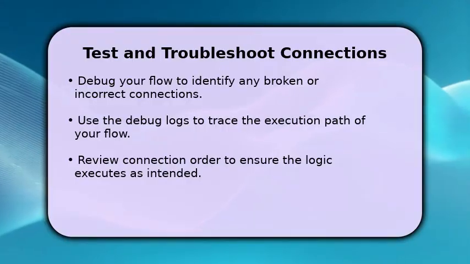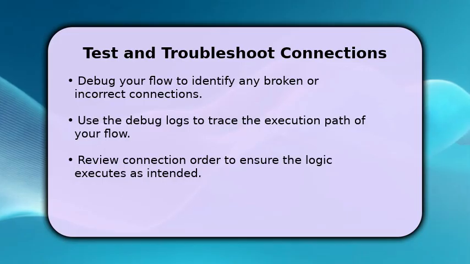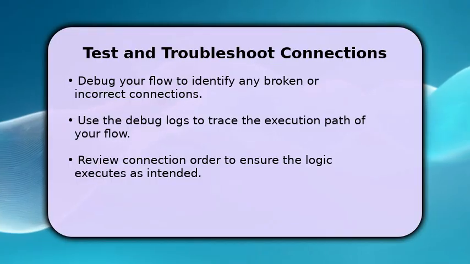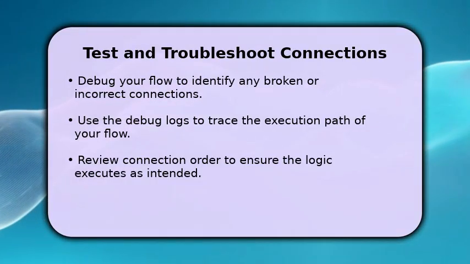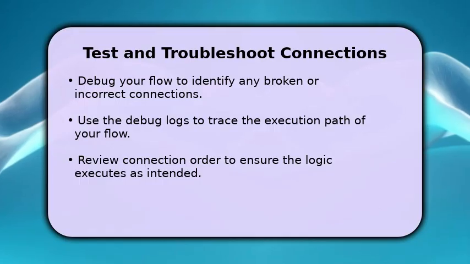After connecting your elements, thorough testing is crucial. Use the debug option in Flow Builder to simulate the flow's execution and pinpoint any connection issues. Pay close attention to the debug logs, which provide a step-by-step trace of your flow's path, highlighting where connections might be failing. If a connection isn't behaving as expected, review the order and ensure each element correctly passes data to the next.